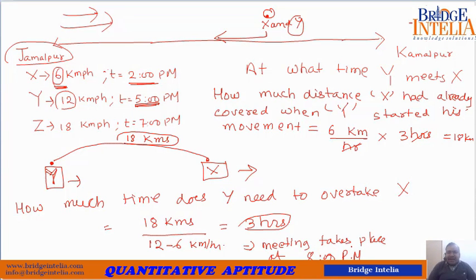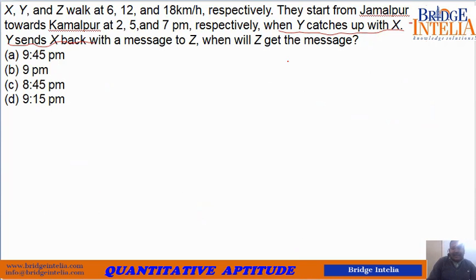Now what happens after the meeting? After the meeting takes place, Y sends X back. What is written here? When Y catches up with X, Y sends X back with a message to Z. When will Z get the message? Now let's solve the second half. We have understood that X and Y meet at 8 p.m. So now Y is out of the scene. Now you have to simply understand that X is returning back.